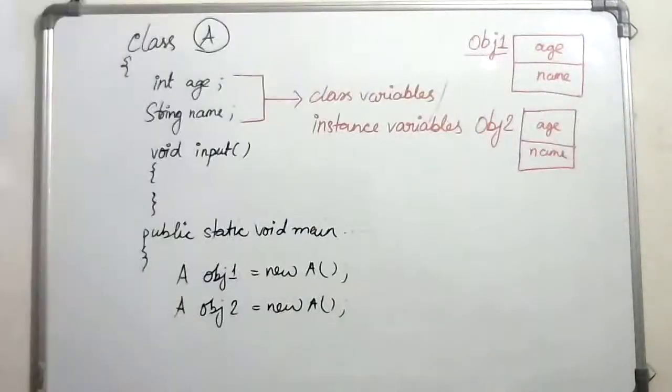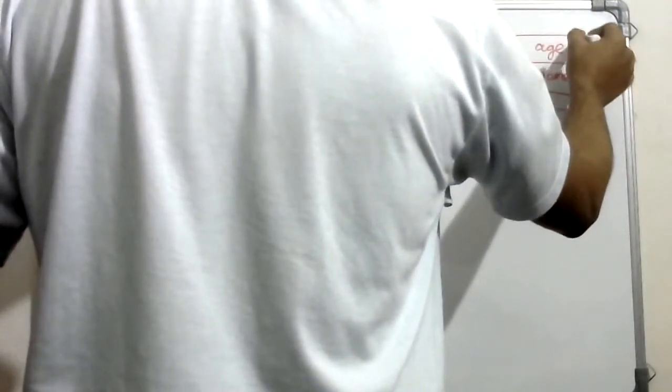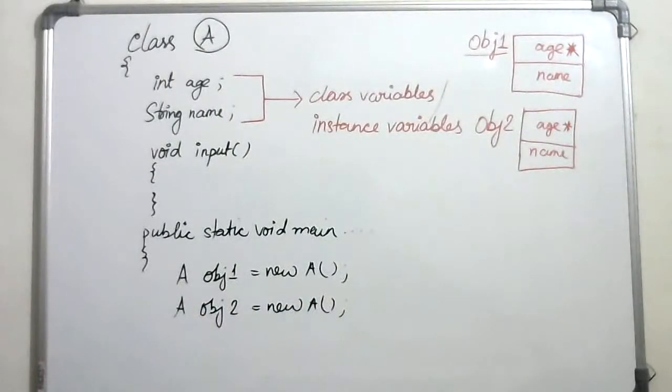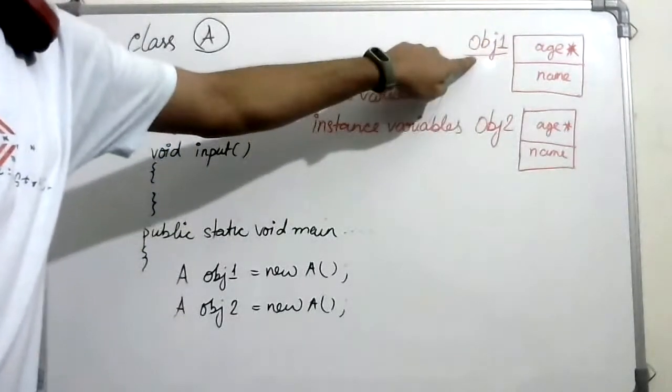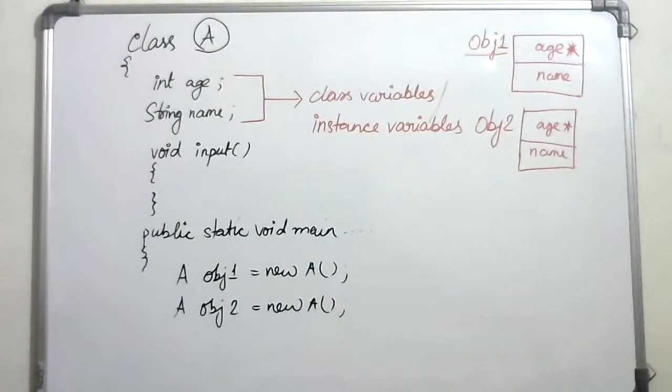It will also have two variables, age and name, but the age and name of object 2 will be a version unique to object 2. So this particular variable and this particular variable are not the same. They will not have the same values. They are different. So the age variable of obj1 and the age variable of obj2 are stored separately in memory. It's not a singular space.